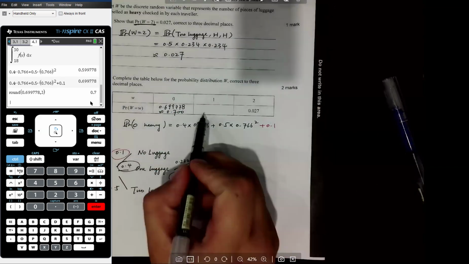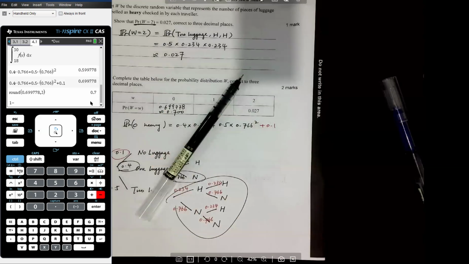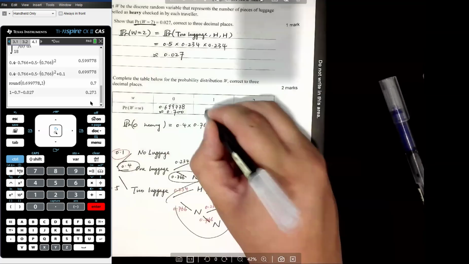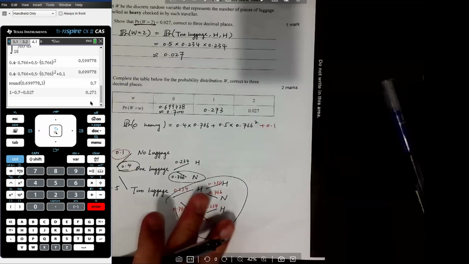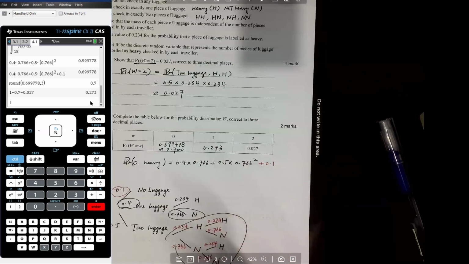And then for the rest, I'm just doing 1 minus 0.7 minus 0.027. That would be 0.273, okay? So in fact, if you take a closer look back at this whole question, it's just a different question. It's not an awfully challenging question. Sometimes for the so-called challenging probability questions, your best bet will be a tree diagram, okay? A tree diagram.